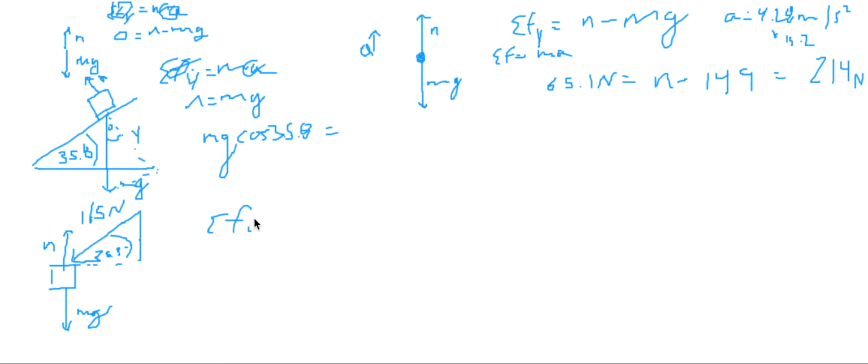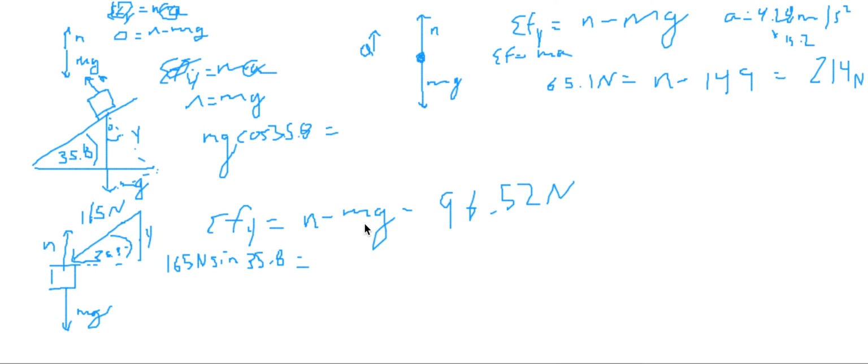So the sum of forces in the y direction is equal to N minus mg minus this component here of the force, because it's only in the y direction. So to find that, we're going to take 165 for the hypotenuse of the force being applied times the sine of 35.8, opposite over hypotenuse. So 165 sine of 35.8 is equal to 96.52 newtons, and this is 149 newtons.